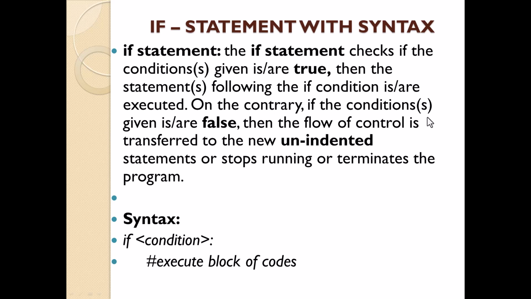On the contrary, if the conditions given are false, then the flow of control is transferred to the next unindented statement, or it just terminates the program. So if the condition that is set is true, then the block of code that follows it will run. However, if the condition is false, then it either terminates the program or goes to any unindented line of code that follows. So this is how the syntax is. If I put the condition here and that condition is true, then this block of code will run.